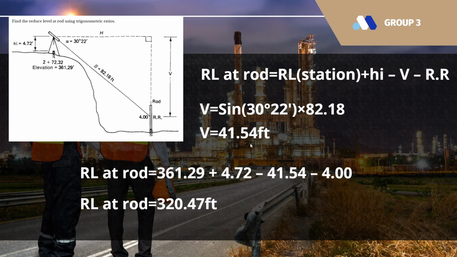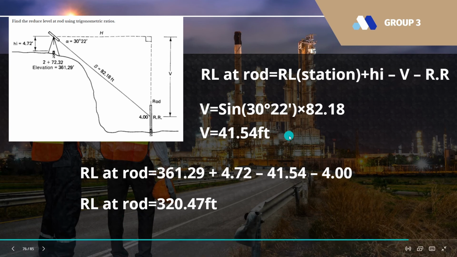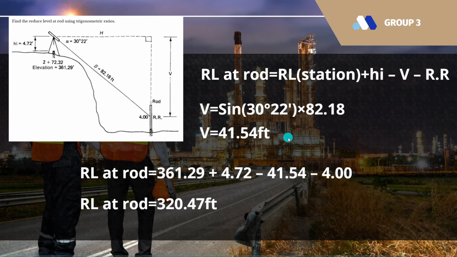Now that we have the value for V, we can now solve for the reduced level at rod, which is equal to 361.29 plus 4.72 minus 41.54 minus 4. So after computing, our answer for the reduced level at rod is equal to 320.47 feet. That will be all for trigonometric leveling.